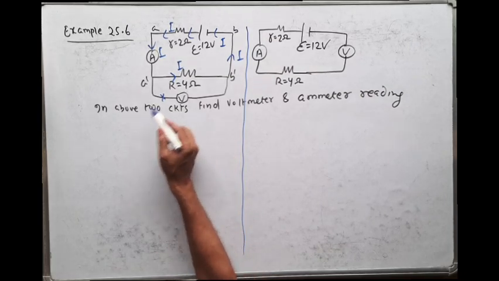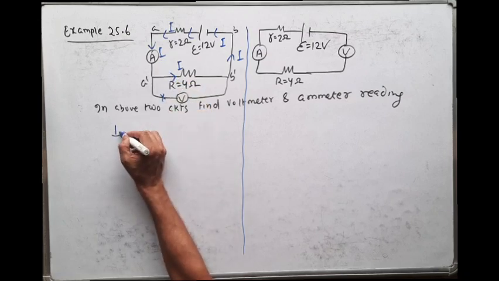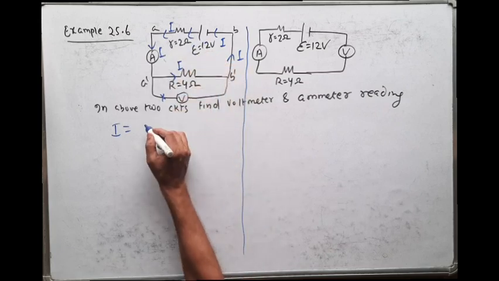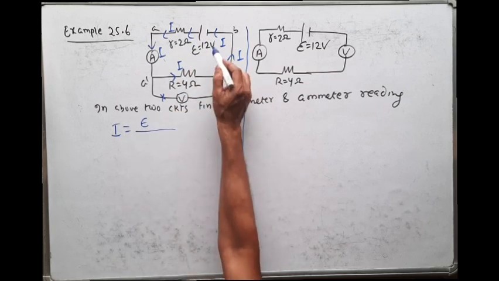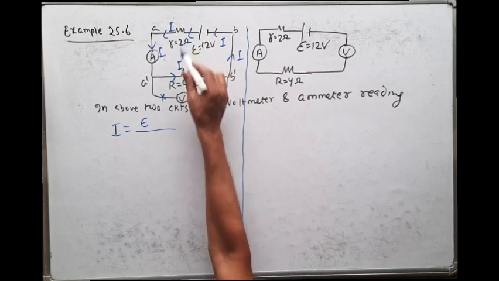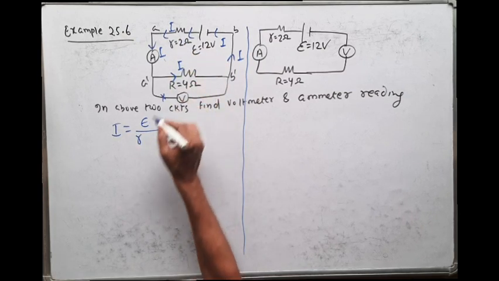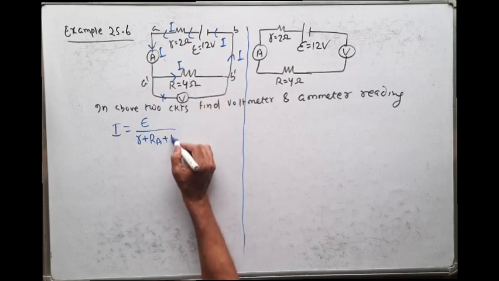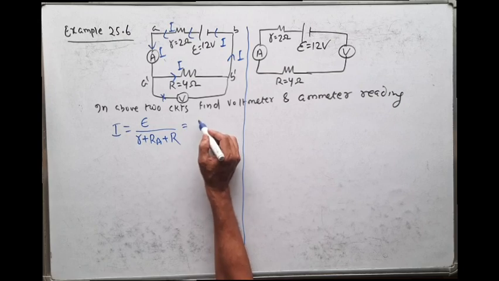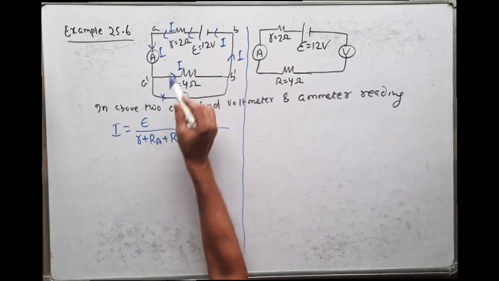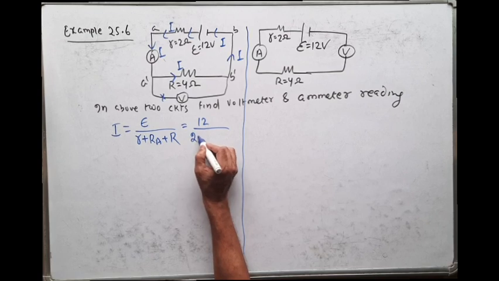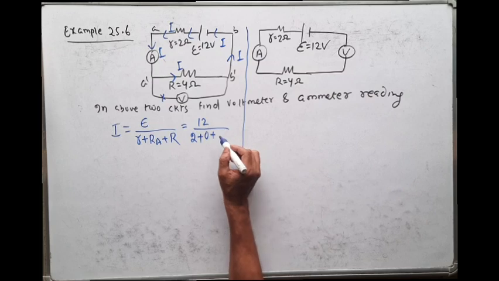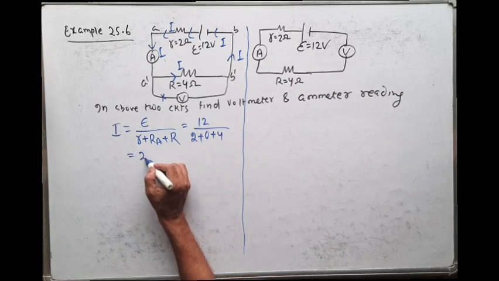Okay. So now here, what is the value of the current? This current will flow in this closed circuit. So the total EMF, that is E, divided by the total resistance in this circuit: the internal resistance plus the resistance of the ammeter plus the resistance of the external load. So that is E equal to 12 volt divided by small r equal to 2, plus the ammeter resistance, which is ideally 0, plus the resistance of this load, 4. That is equal to 2 ampere.